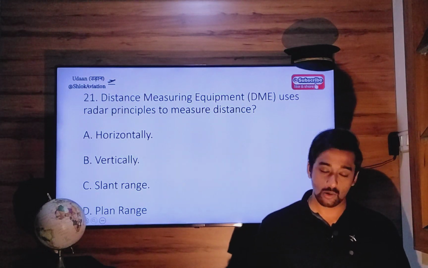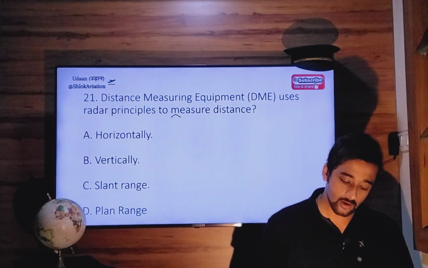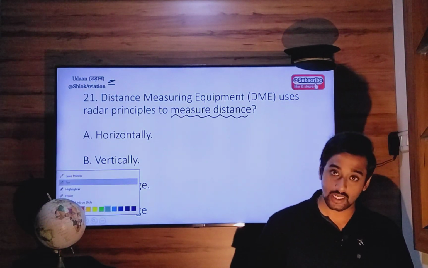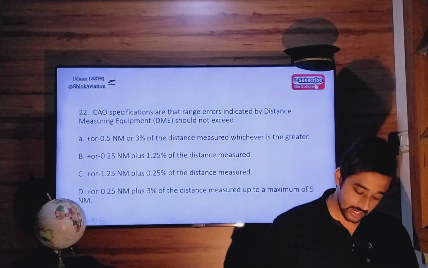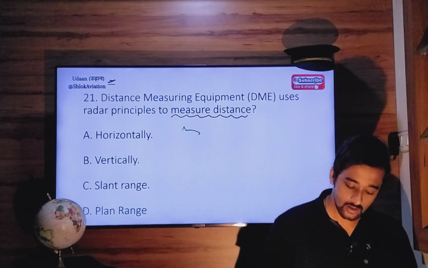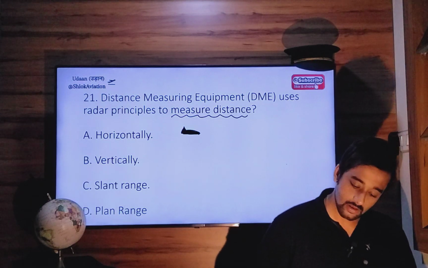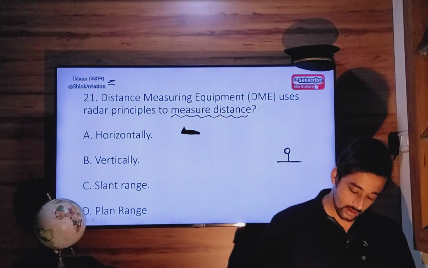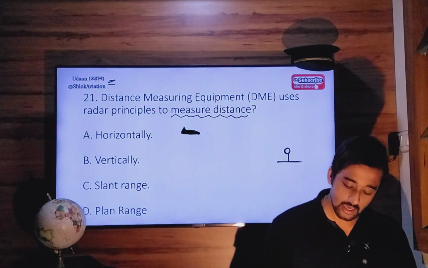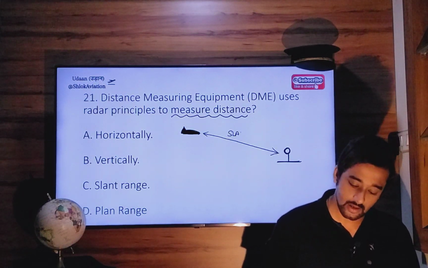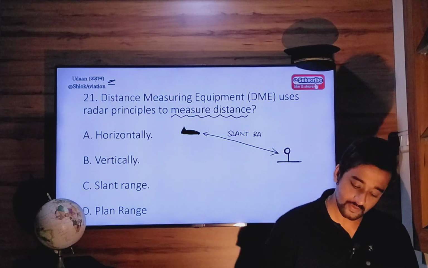Distance measuring equipment uses radar principles to measure what kind of distance? So always remember, all DME indications are slant range distances. Meaning, let's say this is your aircraft and there is a DME station on the ground, the indication given by the DME will be slant range indication.